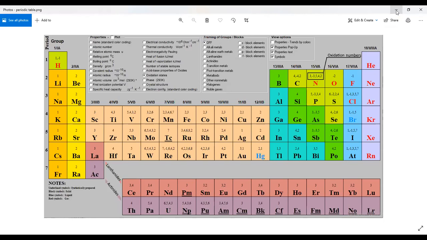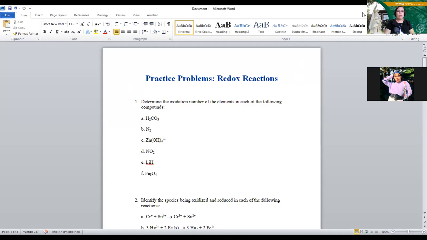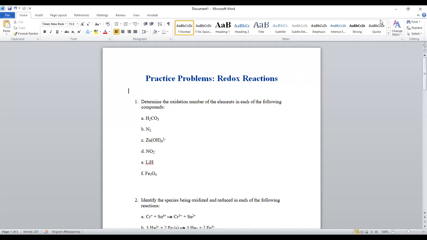Okay, let me share this screen now. Do you see my screen? The heading is practice problems on redox reaction. Do you see it? Okay. Can you answer for number one? What's written in number one?